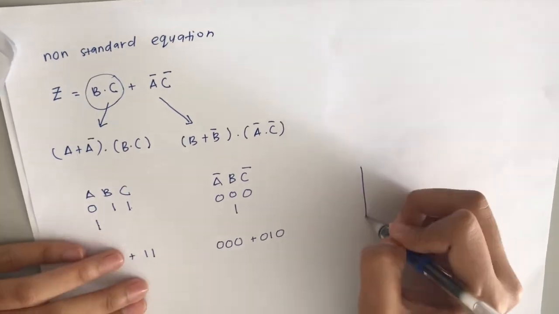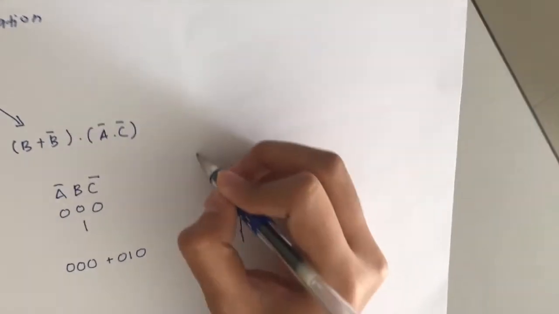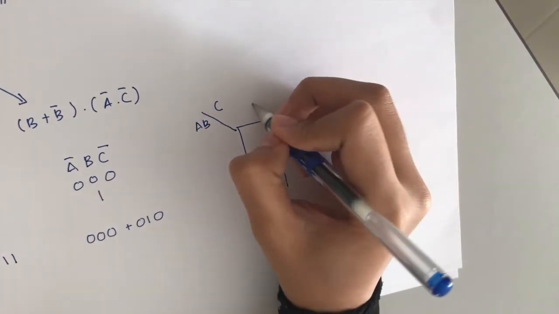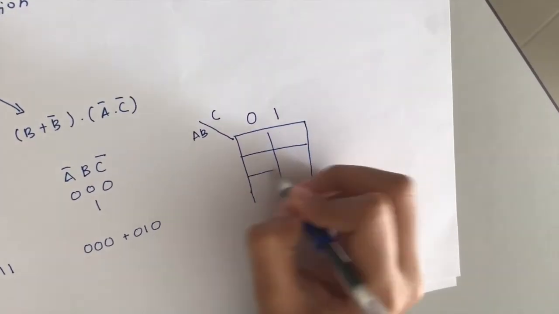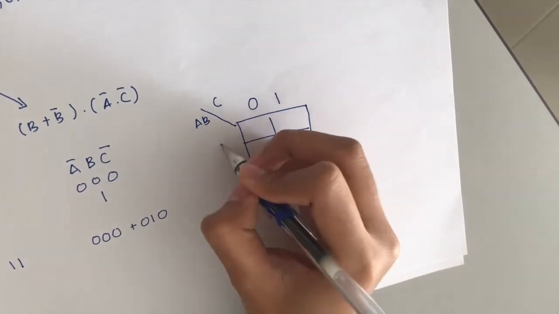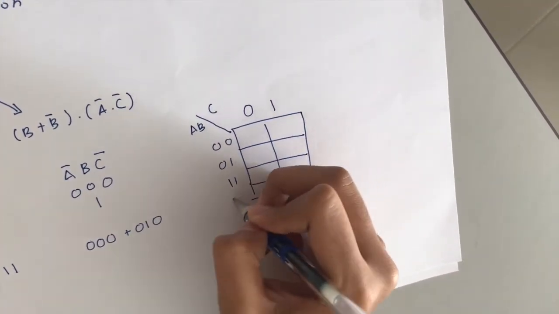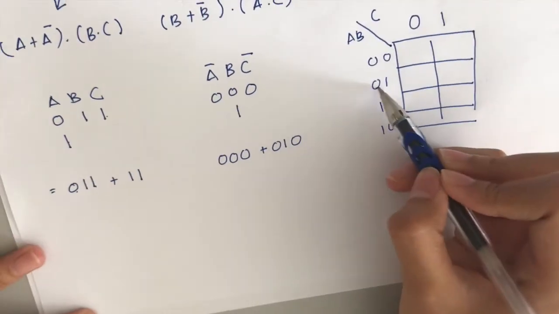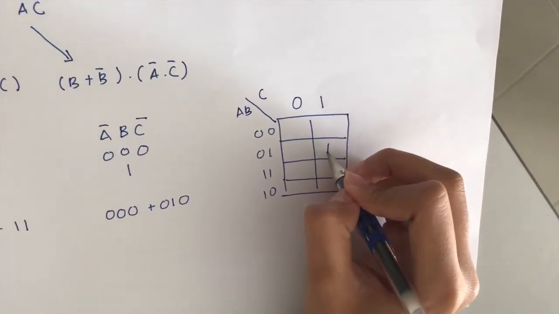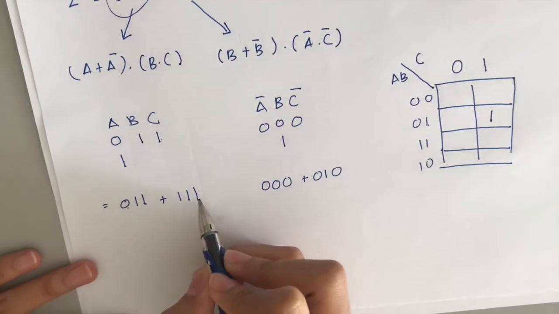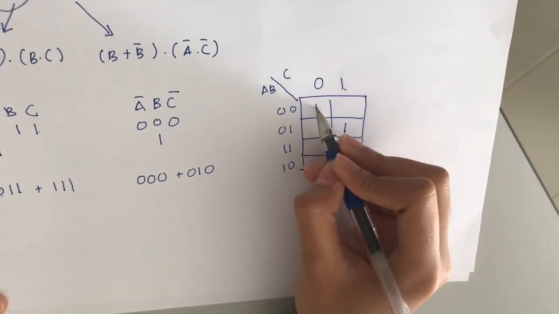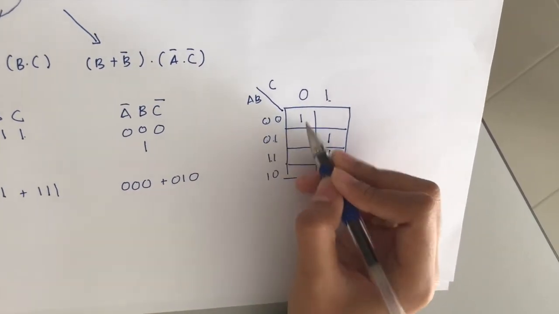Then we make a table. A, B, C. 0, 0, 0, 1, 1, 1, 1, 0. So based on this, 0, 1, 1. So put 1 here. And then 1, 1, 1. Put it here. And then 0, 0, 0. Put it here. 0, 1, 0.